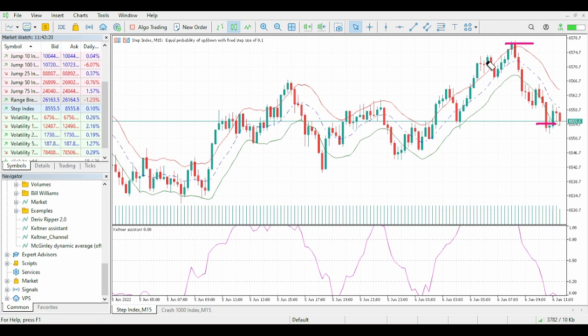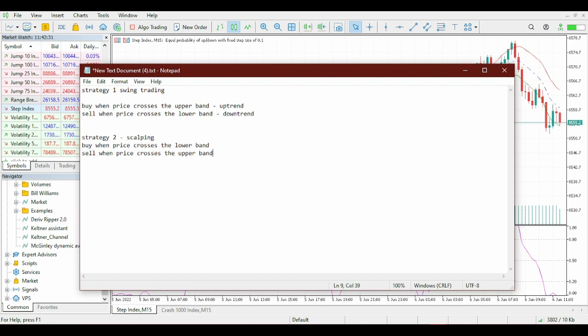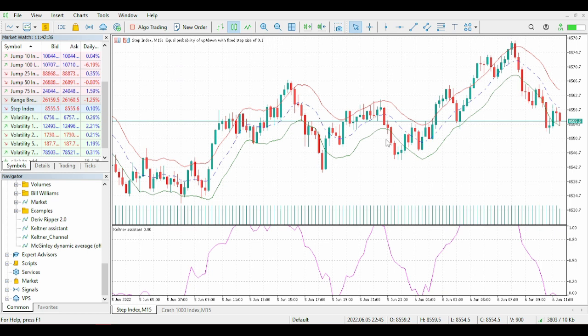Okay, so strategy number two says that you buy when price crosses the lower band. So how do you use it together with your assistant? For you to be able to minimize the unnecessary losses, always follow the Keltner assistant. So for example, if you'd like to enter a trade here when price breaks out of the Keltner assistant, as you can see, only buy when price has moved below the 0.2 level, and as you can see over here, price did move below the 0.2 level.